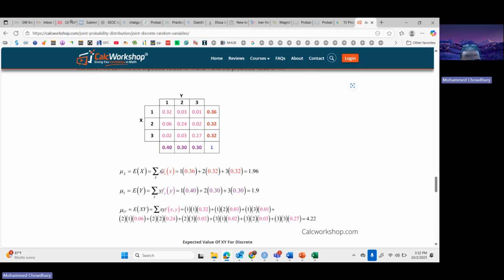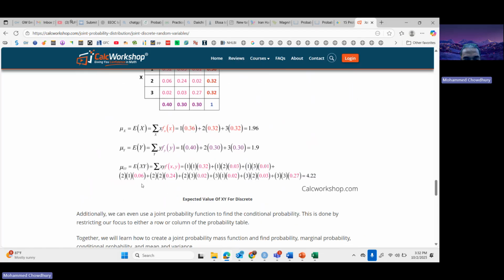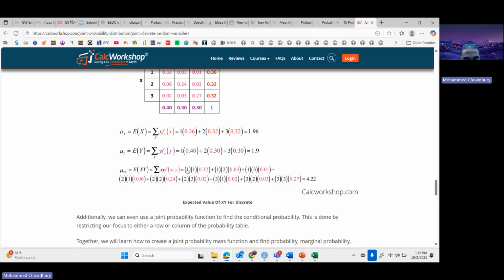So, y value 1 times this, 2 times this, 3 times this will give you the mathematical expectations. How can I find the joint expectation? X, y times like this. You will take x equal to 1, y equal to 1; x equal to 1, y equal to 2; x equal to 1, y equal to 3; x equal to 2, y equal to 1; x equal to 2, y equal to 2; x equal to 2, y equal to 3, this way. This is joint expectations. Okay.